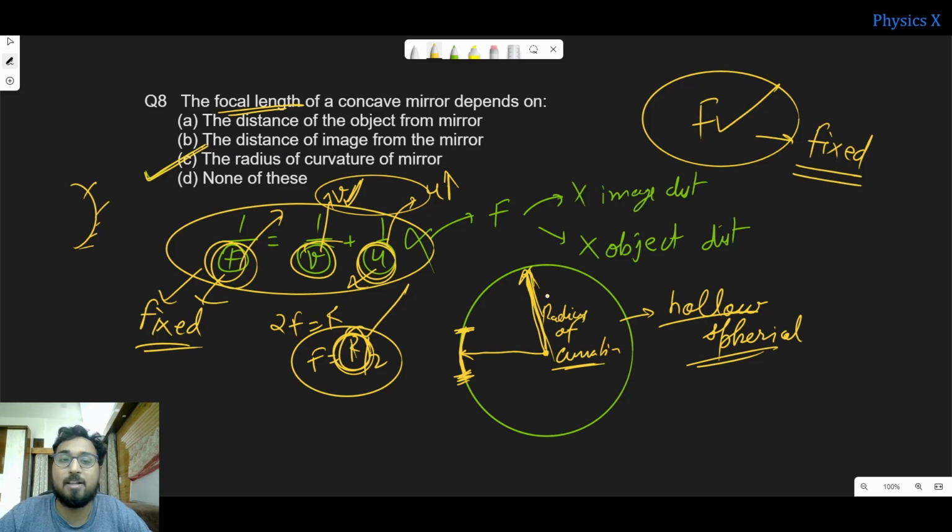That means indirectly that at the time of construction, the focal length gets defined, and it becomes a constant thereafter. That is why we can say that it depends only on the radius of curvature, which is fixed for every sphere. For different spheres we have different radii of curvature, and different focal lengths. So this is the meaning.